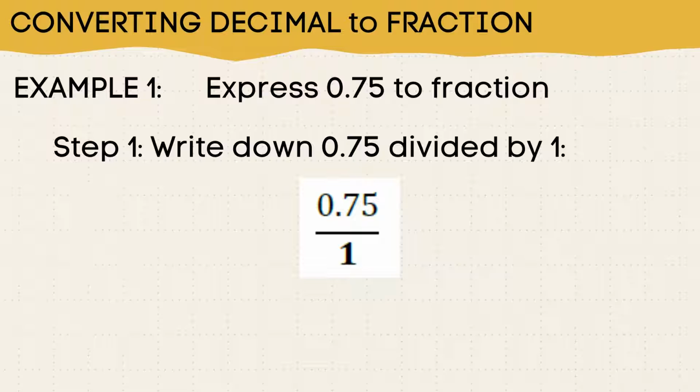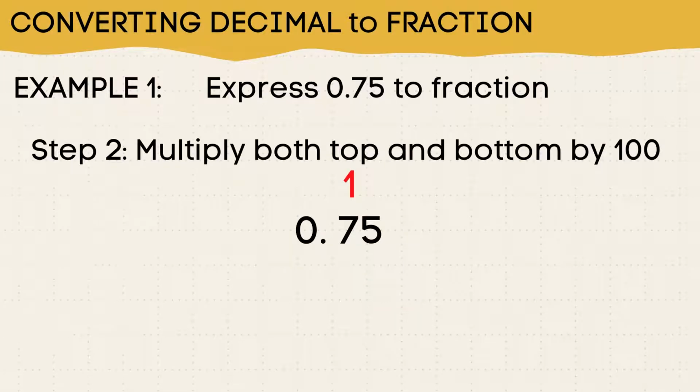So the decimal is 0.75. Now, we are going to do step 1. So for step 1, we are going to write down 0.75 and then you write 1 as the denominator. So 0.75 will serve as the numerator and 1 will be the denominator. Okay? So I think we are clear on that. We will be moving on to step 2.